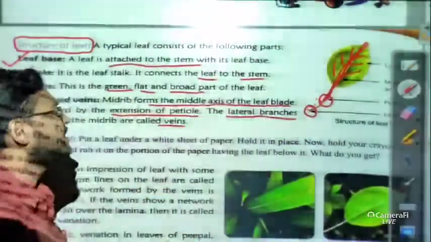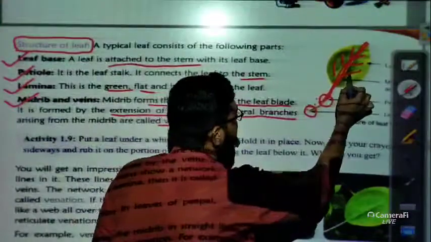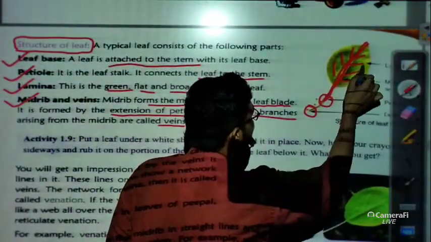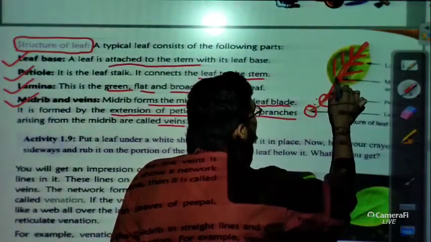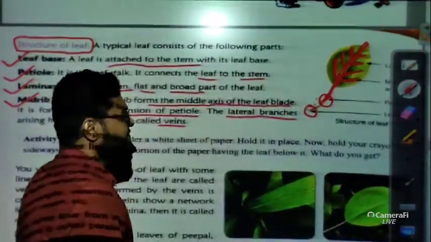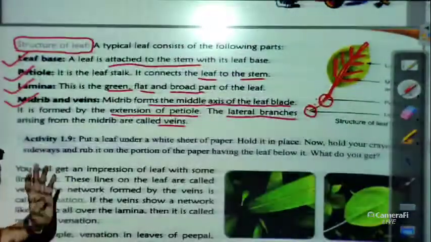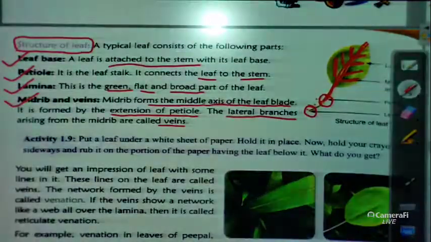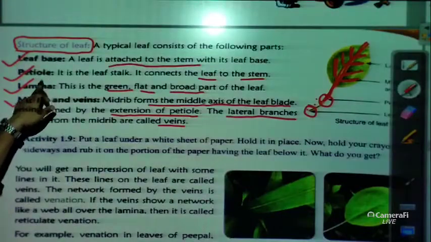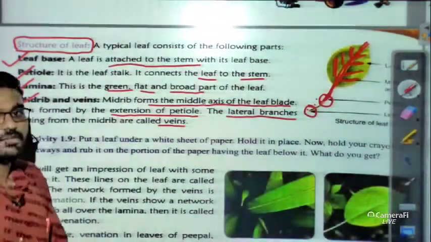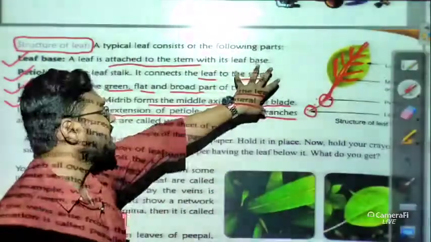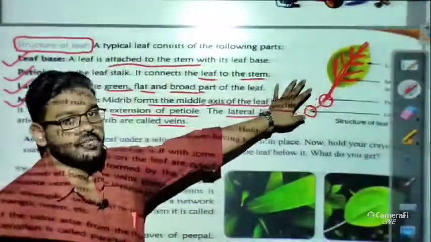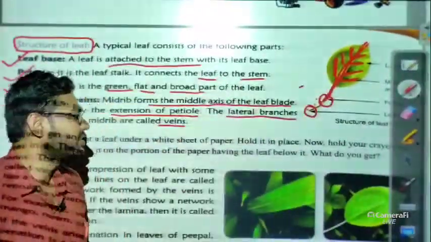Okay, this kind of structure you can easily find out. So these kinds of structures we can call veins. These structures on both sides of the midrib we call veins. So clear, these are the four basic parts or four basic structures of a leaf: leaf base, petiole, lamina, midrib and veins. Okay, so what you have to do, students, is correlate the terms with this picture. If these pictures are in your mind, then you will never forget these things.